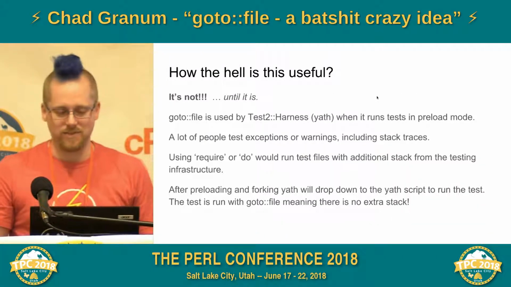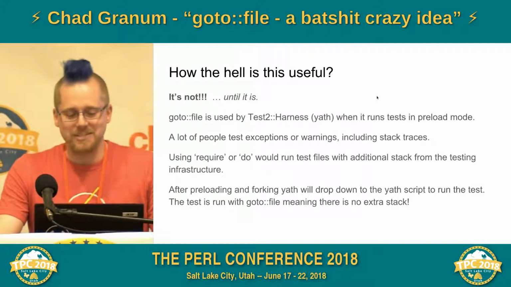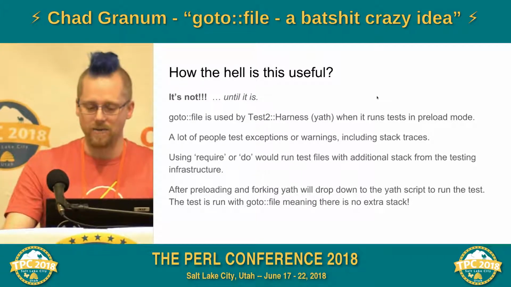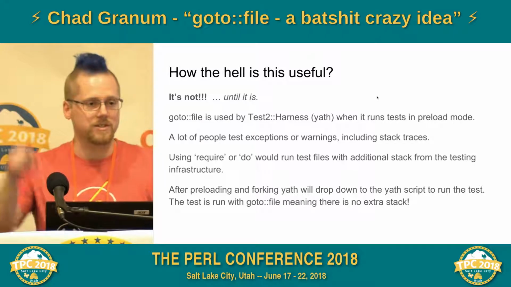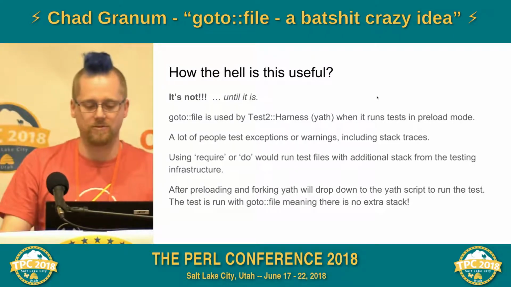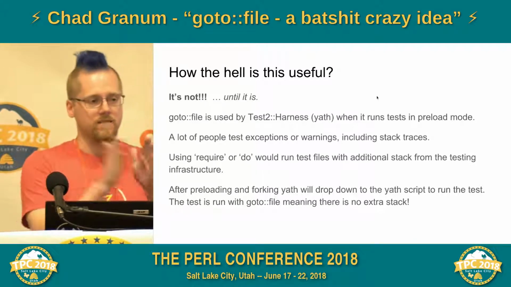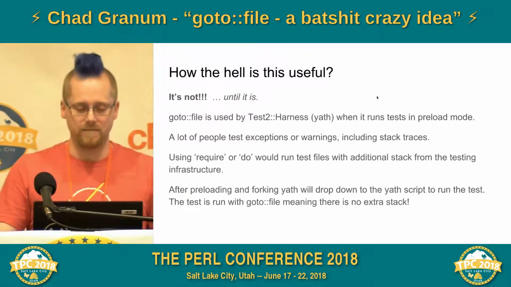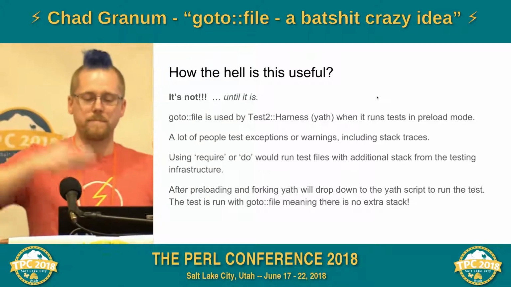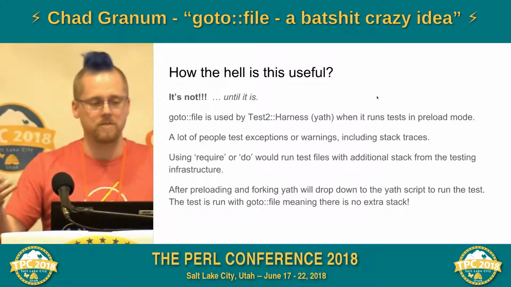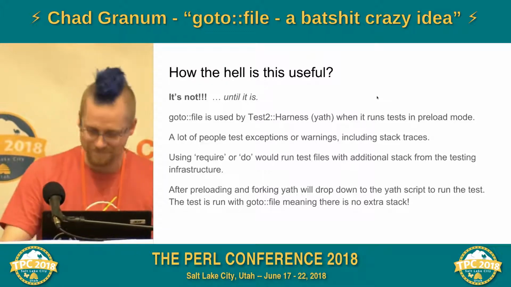So how the hell is this useful? Usually it's not, but there are times where it is. Goto file is used by test2 harness, which I'm presenting on tomorrow, when it runs tests in preload mode. See, a lot of people test their exceptions or their warnings, which means checking the stack trace to make sure that it's just right. So if you used do or require to jump to your test file after having preloaded modules, you've got an extra stack frame and you break a very large number of tests. So we use goto file to flip out the current stack frame, just like you would with the special form of goto to jump into a sub. It's tail end recursion for files.